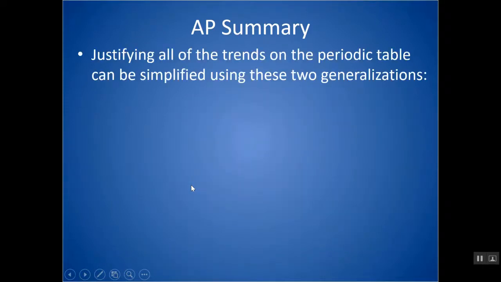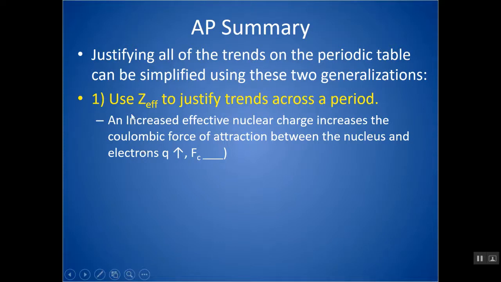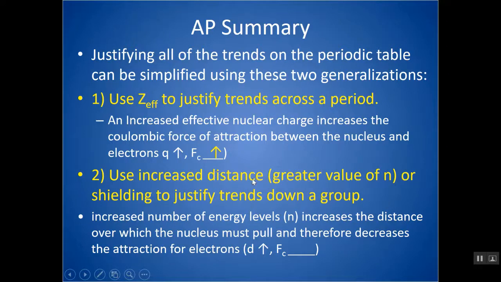So again, justifying all these trends falls into two generalizations. Use effective nuclear charge to justify the trends across a period. Increased effective nuclear charge increases the Coulombic force of attraction between the nucleus and electrons. Use increased distance, or greater value of n, which refers to the energy level, so more energy levels or more shells or shielding, to justify trends down a group. Increased number of energy levels or electron shells increases the distance over which the nucleus must pull and therefore decreases the attraction for electrons. And this is going to explain all the trends that you see, because the AP is all about explaining rather than just saying this has a higher ionization energy. They want to know why.